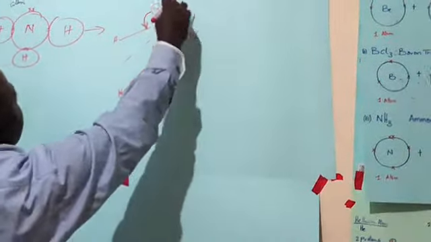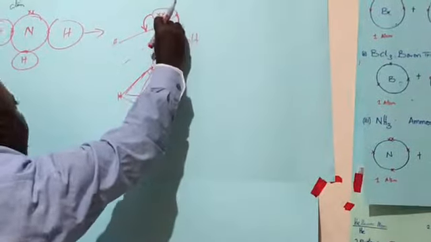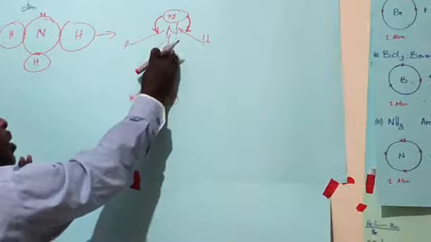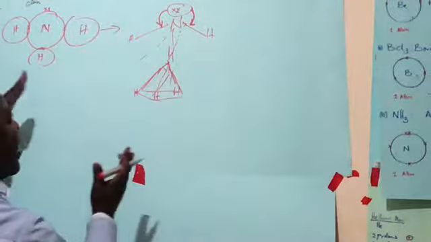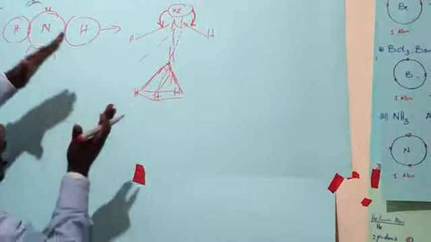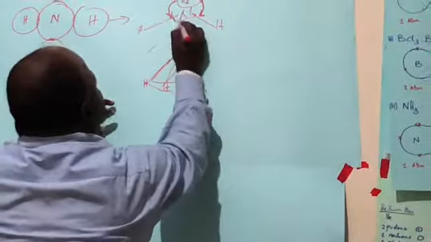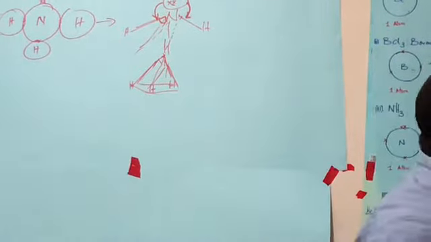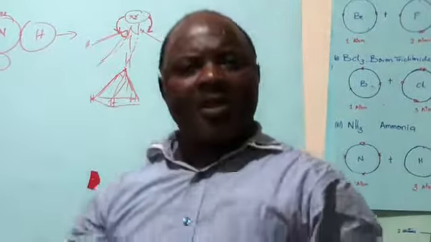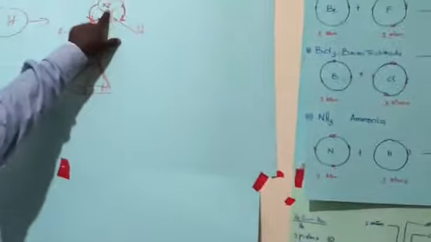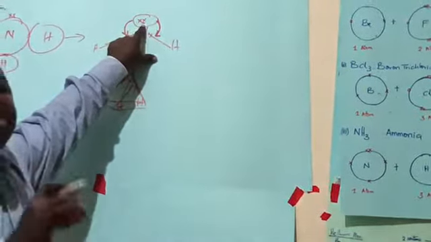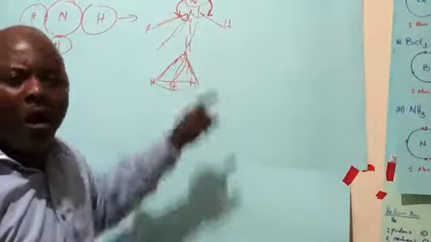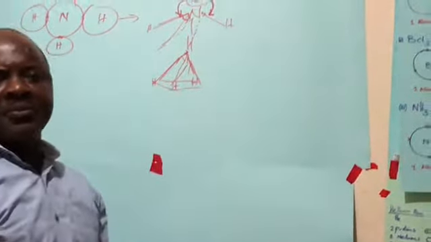As the lone pair is pushing the bonded pair of electrons, the bonded pair is also pushing the other bonded pair here. As they go like that, the bond angles become smaller and smaller, resulting in the bond angle between these bonds being 107 degrees. This lone pair of electrons has a big impact in shaping the molecule and in determining the angle of the compound. That is how it is.